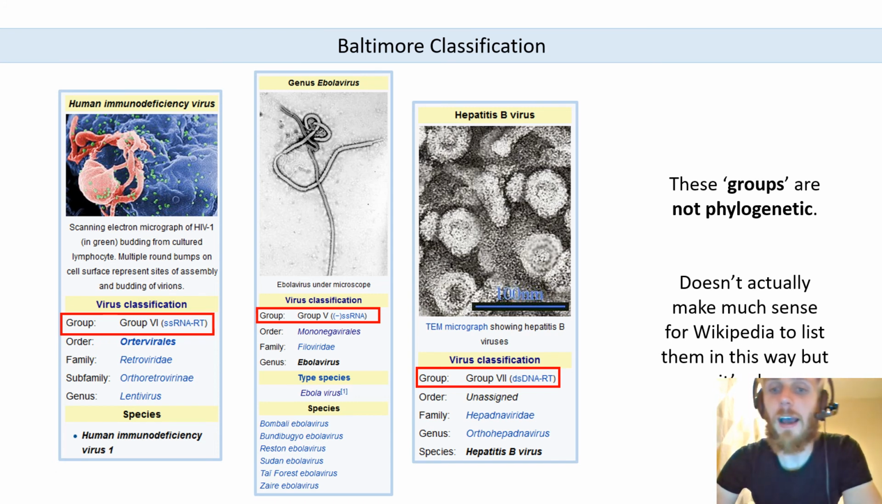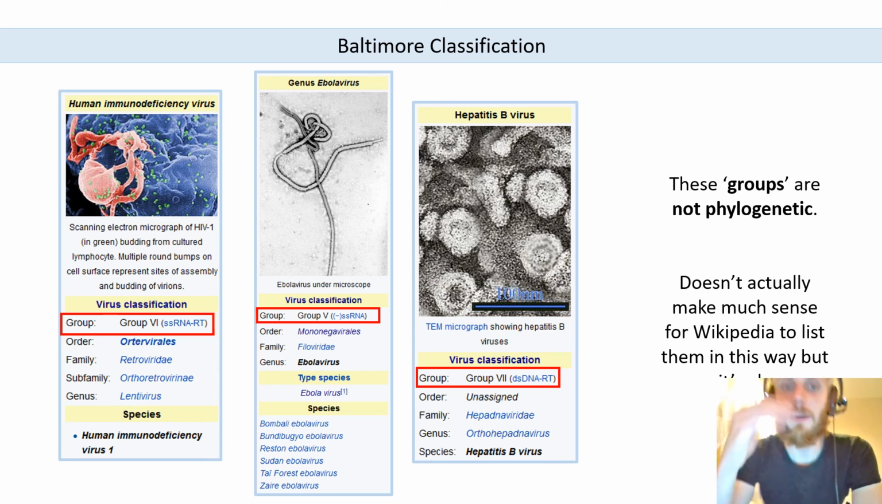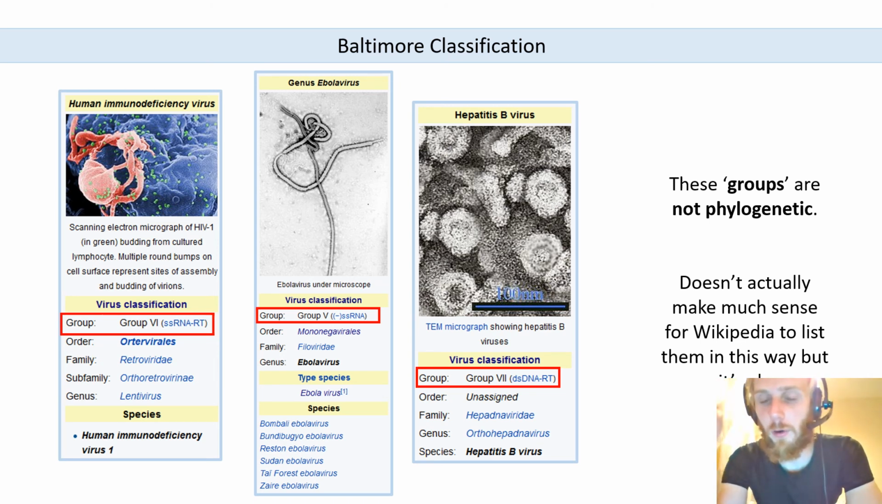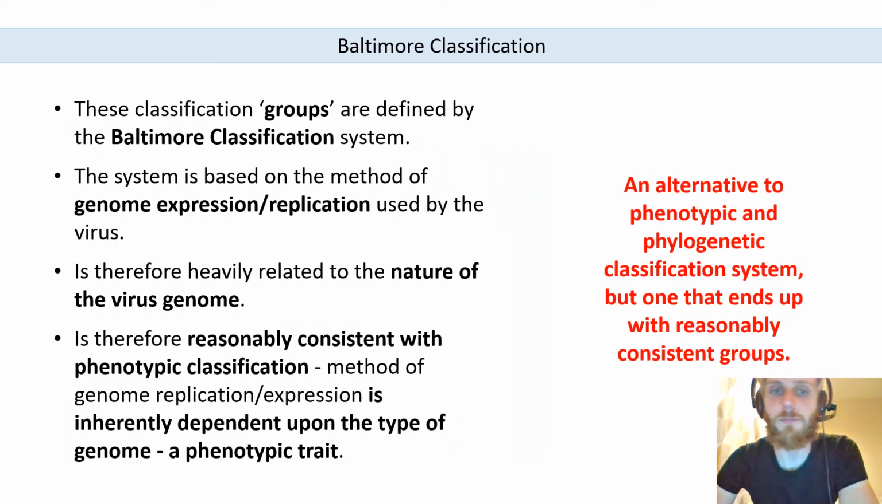I highlight here that it doesn't particularly make a lot of sense to have the group at the top here, because it kind of implies that it's the next level up from order. In phylogenetic classification, you have the genus and family and order. Then this group, just because of the way it's laid out, implies group is a level above order in the phylogenetic classification, but it's not. It's a completely different classification system, so we don't want to get confused between those.